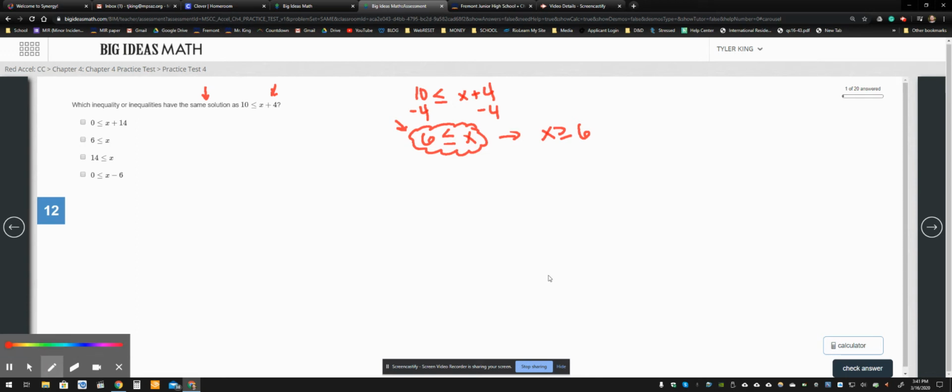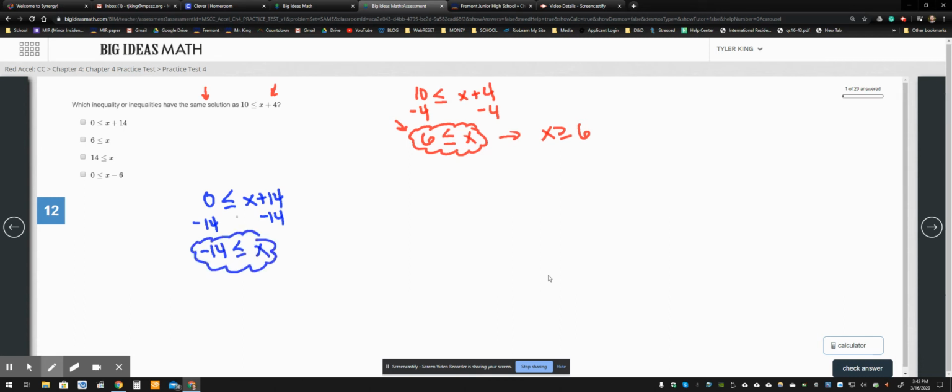Okay, let's go and take a look at each of our answer choices here. So we have the first one, 0 is less than or equal to x plus 14. Right off the bat, we should be able to see this is not going to be the same, but if we minus 14 here, minus 14 here, we end up at negative 14 is less than or equal to x. And this is definitely not the same, so we would not pick this first one.